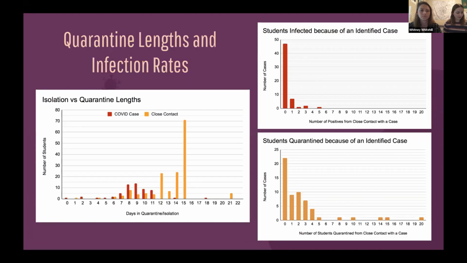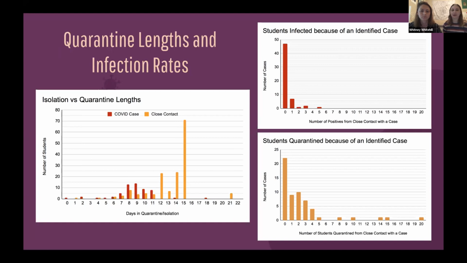And then here we have our infection rates and the quarantine lengths. So as I mentioned before, positive cases are only required to quarantine for 10 days, which is why on the right, or I mean on the left, our graphs are more centered towards 8 or 9 days for those positive cases. And then we've got a big spike at 15 for our quarantined cases, which is that 2-week rule.